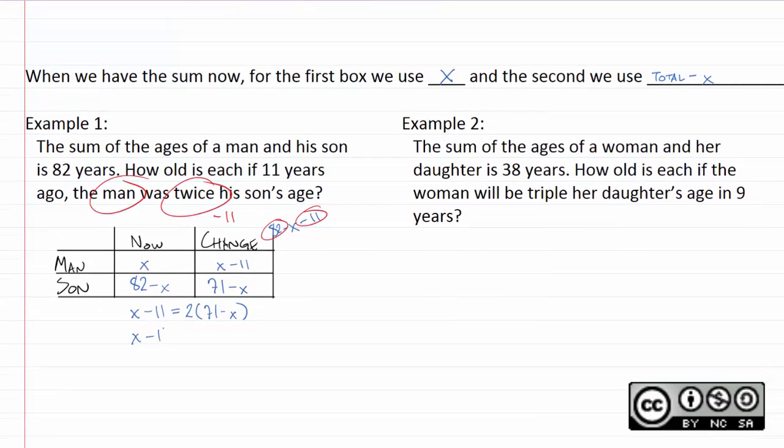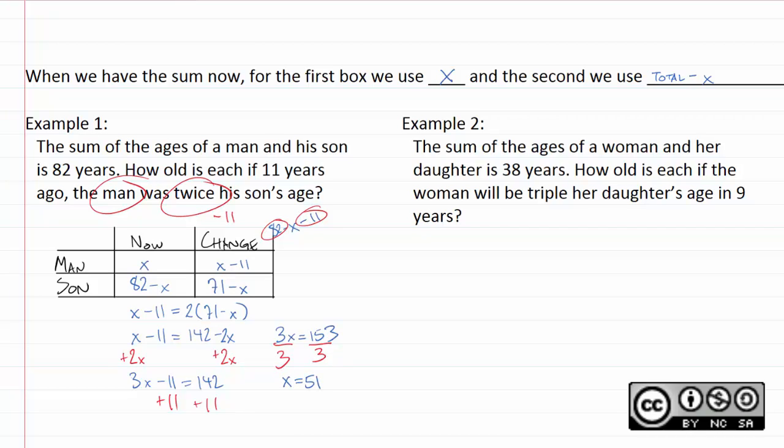Now we'll just distribute. We get 142 minus 2x. Then we'll combine the x's. The easiest way to do that is to simply add 2x. We'll get 3x minus 11 is 142. Now to finish this off, I'll add 11 to both sides. We get that 3x is equal to 153. And we finish this by dividing by 3. And we see that x has to be 51.